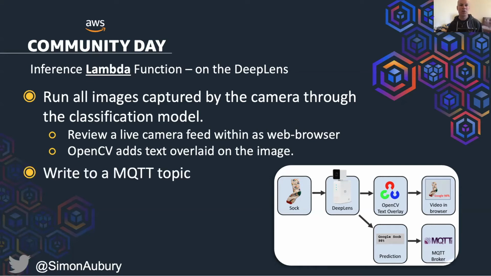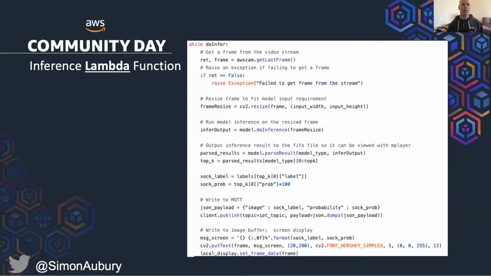In addition to seeing it in the browser, what I ultimately want to do is make sure that those classification messages are ending up in a machine readable place. So I'm writing them to an MQTT topic. I've mentioned this Lambda function a few times. It's probably worth stepping into.